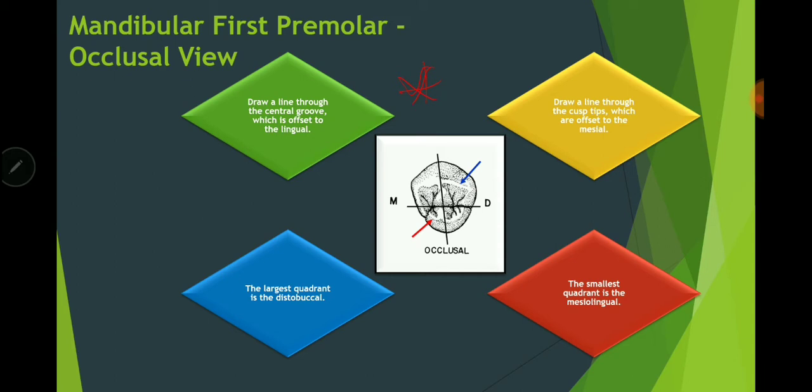So, and it's going to give you 4 quadrants. And the smallest quadrant is going to be the mesio-lingual quadrant. And the largest quadrant is going to be the distal buccal. Keep that in mind.